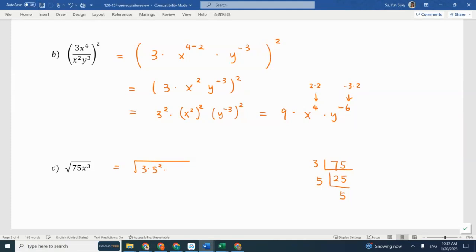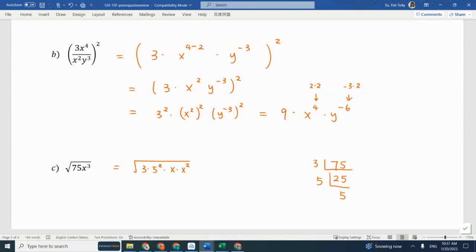Everybody? X cubed. Let's rewrite x cubed as x times x squared. Why do we want to do that? Because this is square roots. If you see a square, you can move it outside of the square roots and cancel the square roots. So that's why you want to split x cubed to be x and x squared.